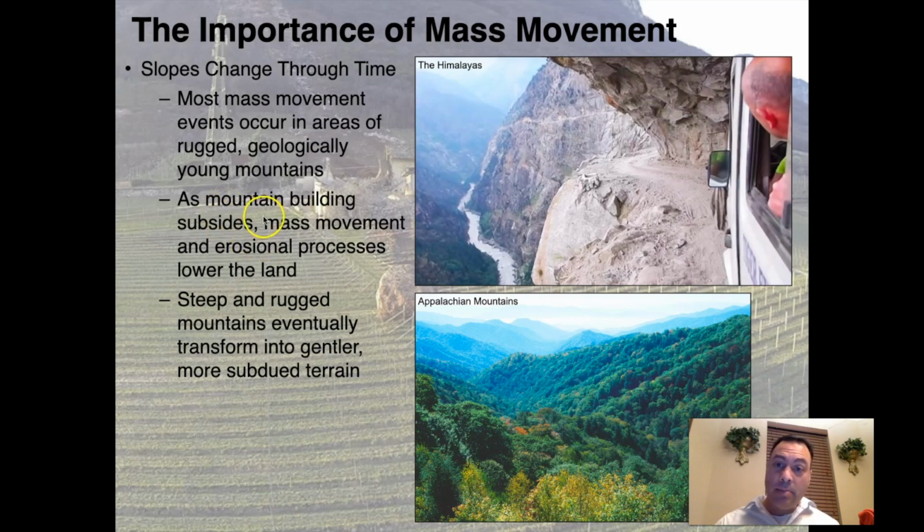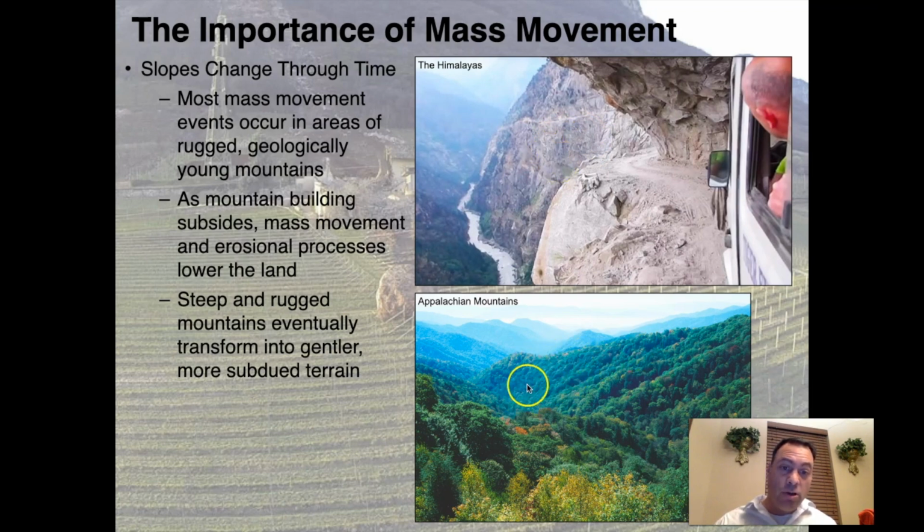So as mountain building subsides, as it slows down, mass movement and erosional processes tend to lower the land. And so the Himalayas like this will turn into mountains more like the Appalachians. We described before that those are both collisional mountain events, or collisional continents where continent on continent collision occurred. The mountains were probably of similar heights. And so over 500 million years, the Himalayan mountain ranges will eventually erode down and look like the Appalachians.